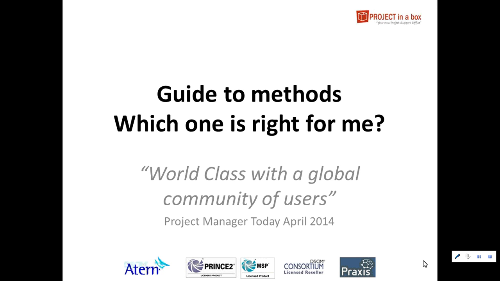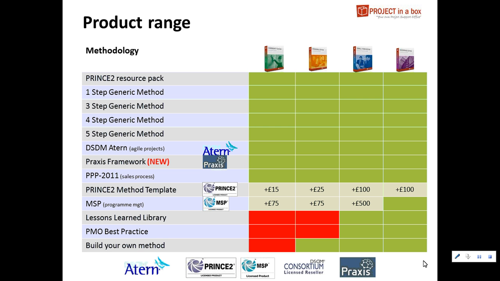I'm Malcolm West and I'm going to be talking here about the methodologies that we support across the Project in a Box range of products. So here's a little summary chart. Basically, most of the standard now 12 method templates are available across the majority of the tools. Certainly this first set, our Prince2 resource pack, the standard stepped methods that we've developed, DSDM Atern, the new practice framework, and our sales process, PPP, are available across all the products.